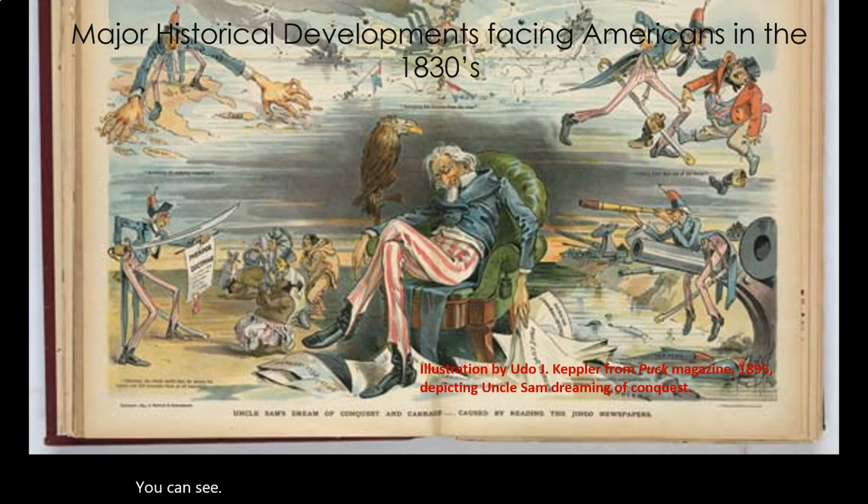Looking at the images, you can see Uncle Sam trying to take control of islands in the Pacific as well as in the Caribbean. This is around the time of the Spanish-American War. It also shows Uncle Sam giving ultimatums to different people, looking west with weapons.